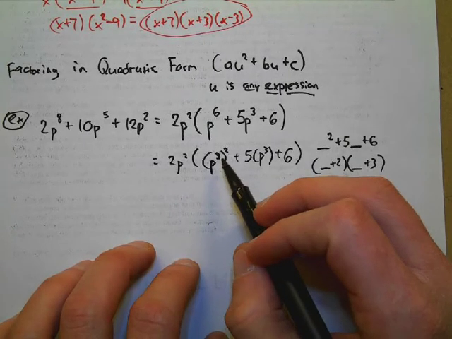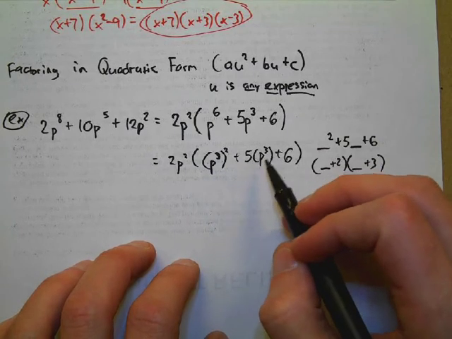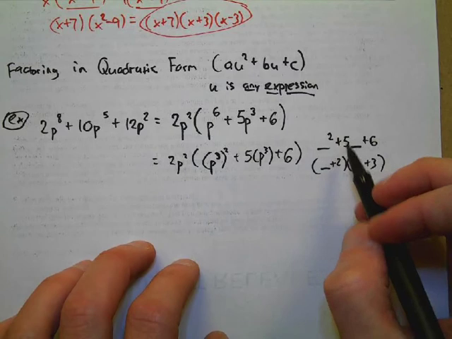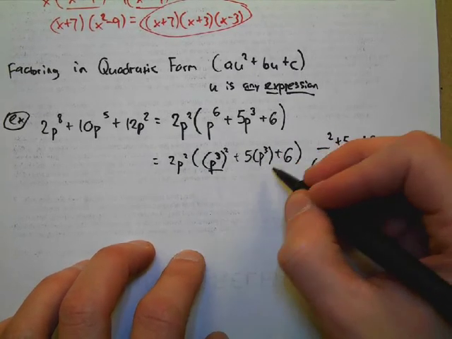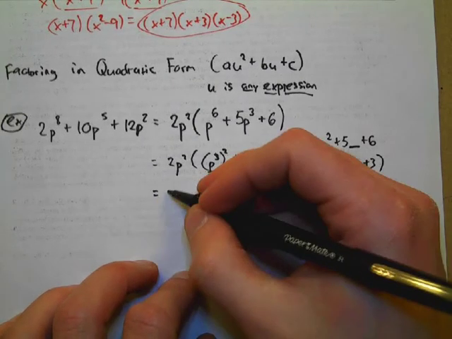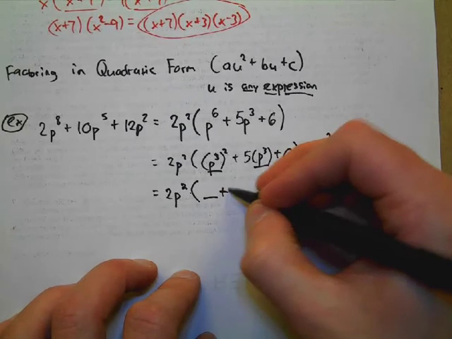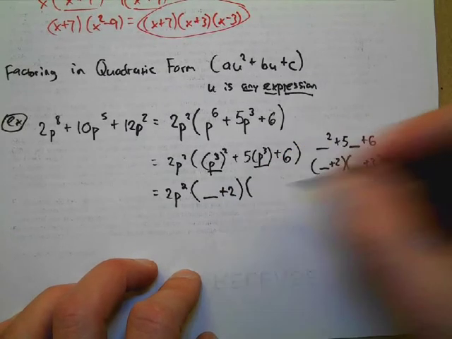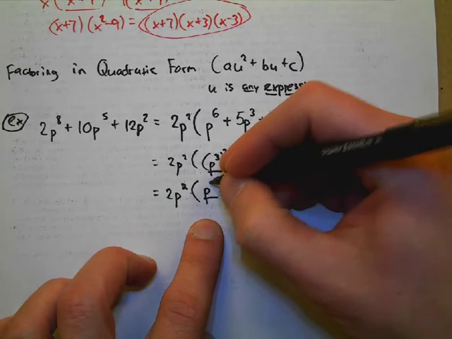It's the something squared, and then plus the 5 times the same something, plus 6. There's your something. This is the blank, the underline. So in other words, this will factor to be blank plus 2 times blank plus 3, where the blank is just p to the third.